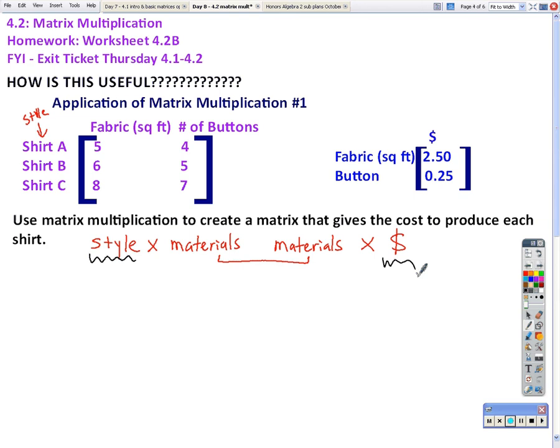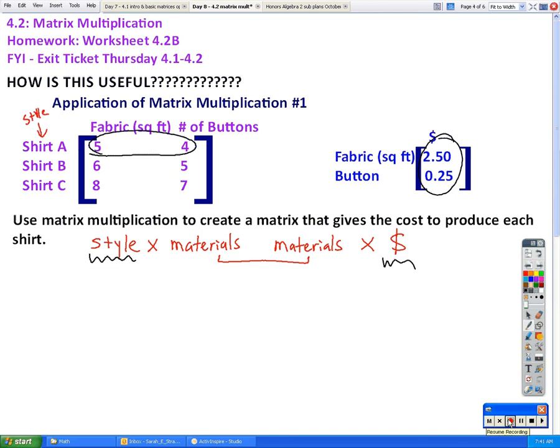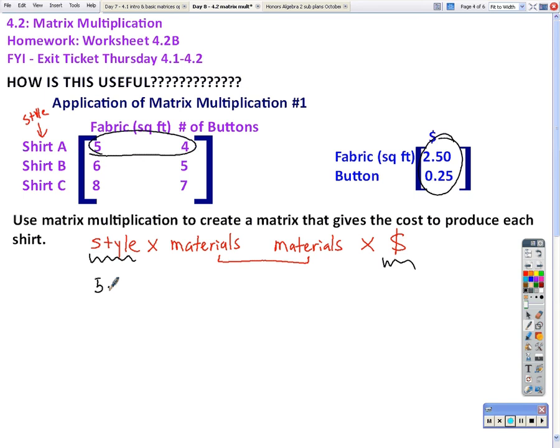So here we go. 5 and 4 by $2.50 and 25 cents. So if I do 5 times $2.50 plus 4 times 0.25, that's going to give me 13.50. Okay, and that's going to be for shirt A.